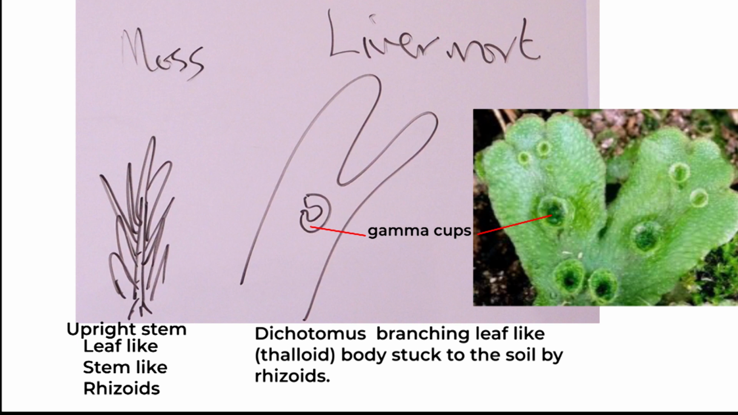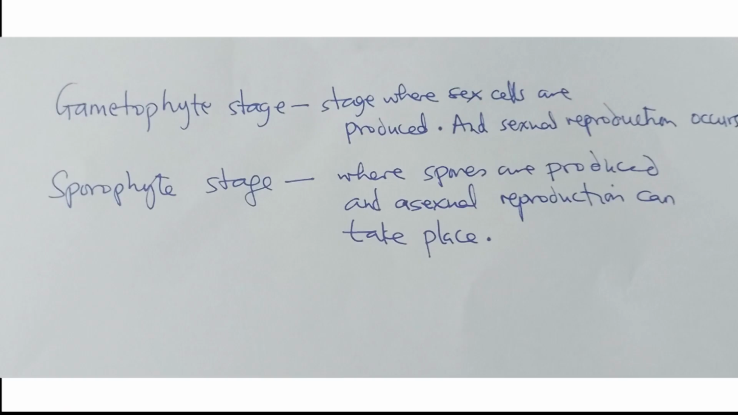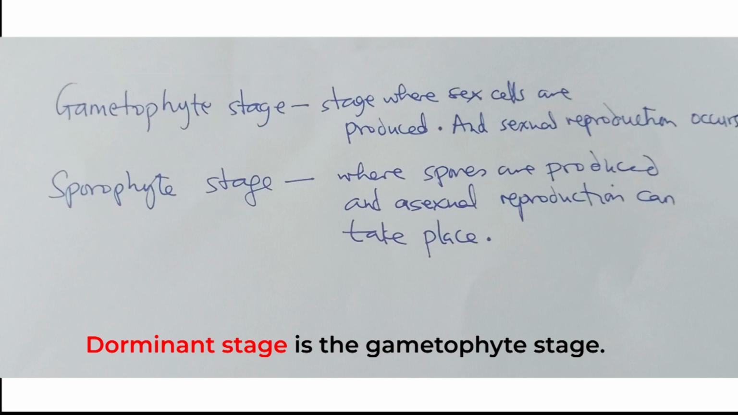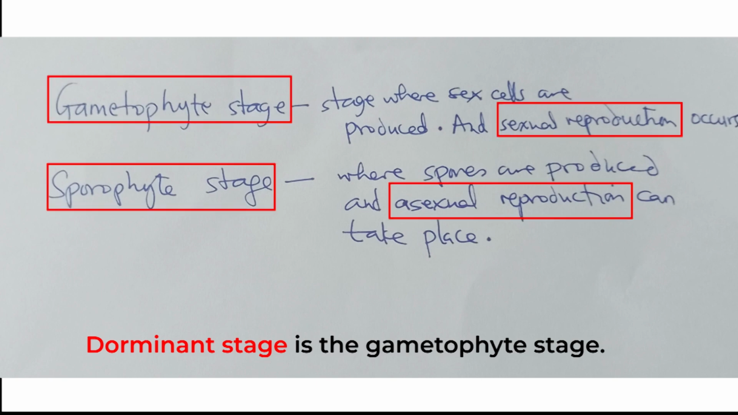The liverworts have gemma cups, and are able to produce spores asexually. All plants, bryophytes included, have two stages: a gametophyte stage, where gametes, eggs and sperms, are produced, and a sporophyte stage, where spores are produced. In bryophytes, the gametophyte stage is the dominant stage.